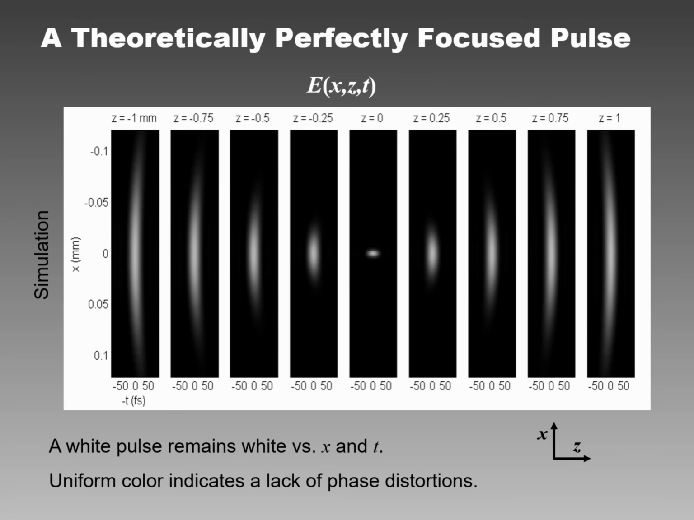Before I show you some complete spatiotemporal measurements, here's a theoretical plot of a perfectly focused pulse. We're looking at snapshots of it from the side as it propagates to the right. A perfectly focused pulse remains white versus x and t. Such a uniform color indicates a lack of phase distortions due to lens aberrations and other effects.